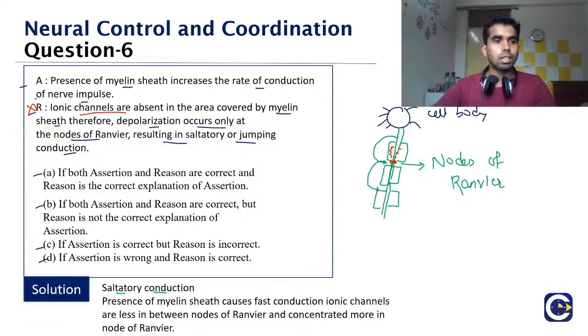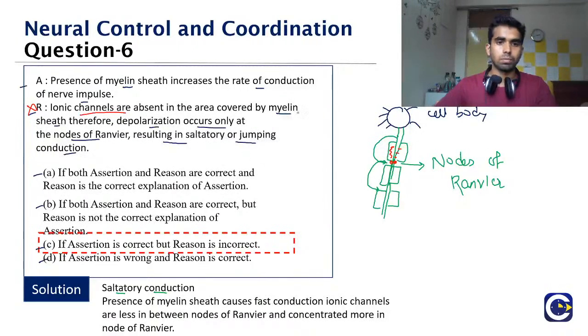So yes, Jivita, the correct answer would be option C. The assertion is very well correct, but the reason is false, because it is saying that the channels are absent. If in case of absent, here it would have been less, then the correct answer would have been option A, that both are true, and it would have explained the assertion part.